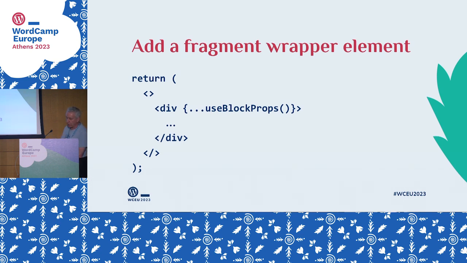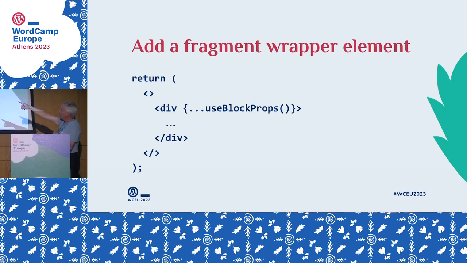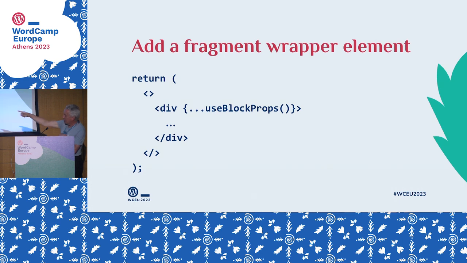But we've already got a div, which is what edit returns to render in the editor, and we can't have more than one root level element in a React component. So what we're going to do is add what's called a fragment wrapper, which is basically just empty HTML elements. At the top there, you've got two angle brackets, just like any HTML element, but it's empty, and then a closing one at the bottom there. So just wrap the entire div in this fragment element.